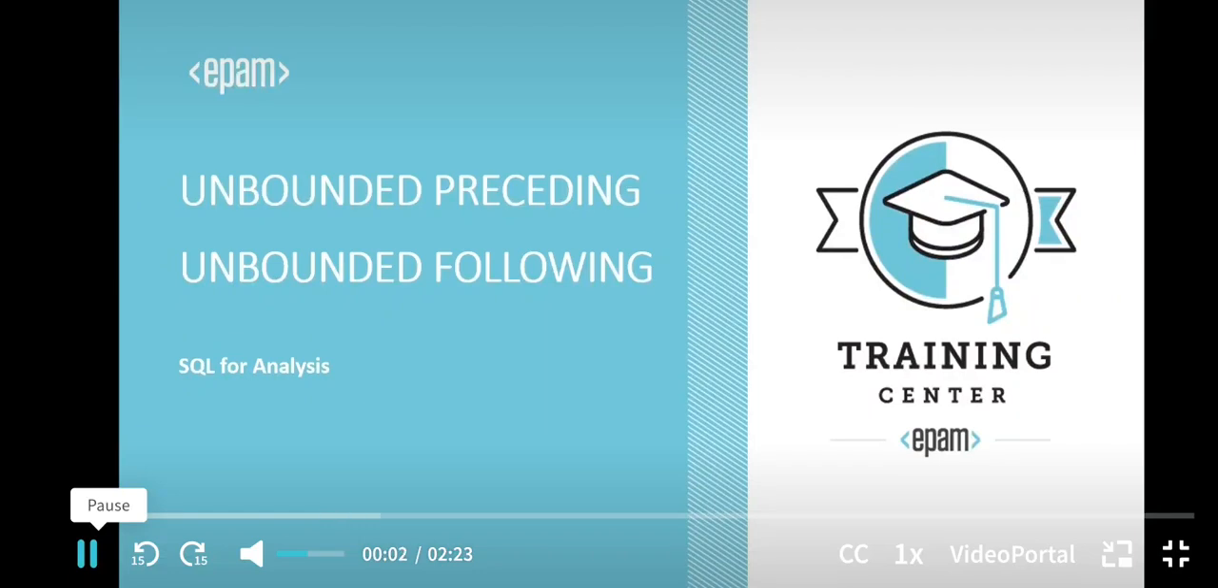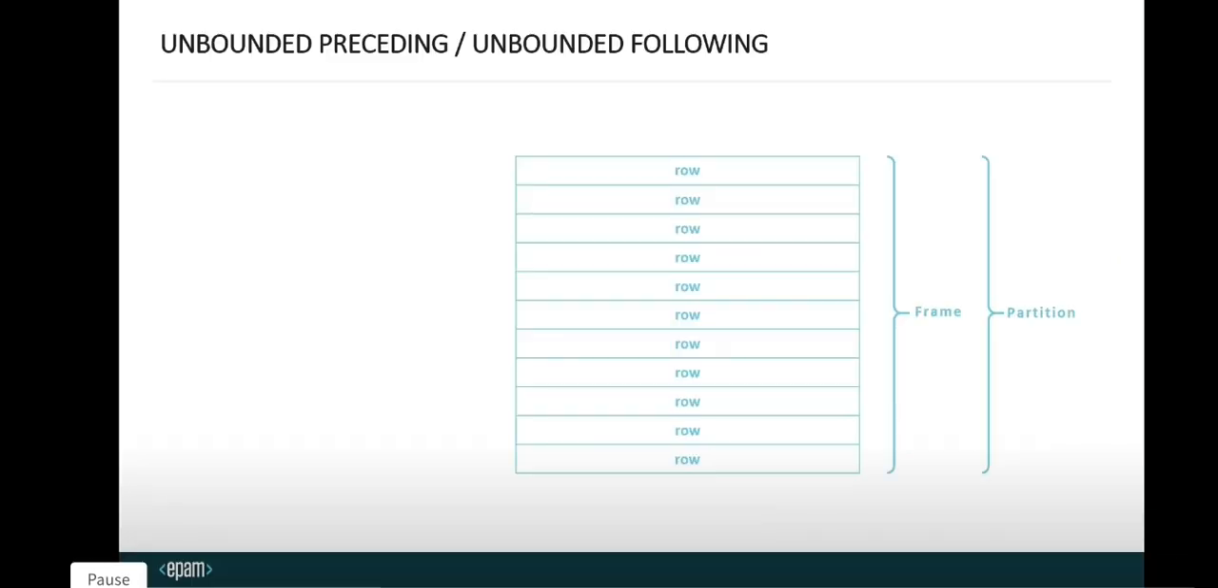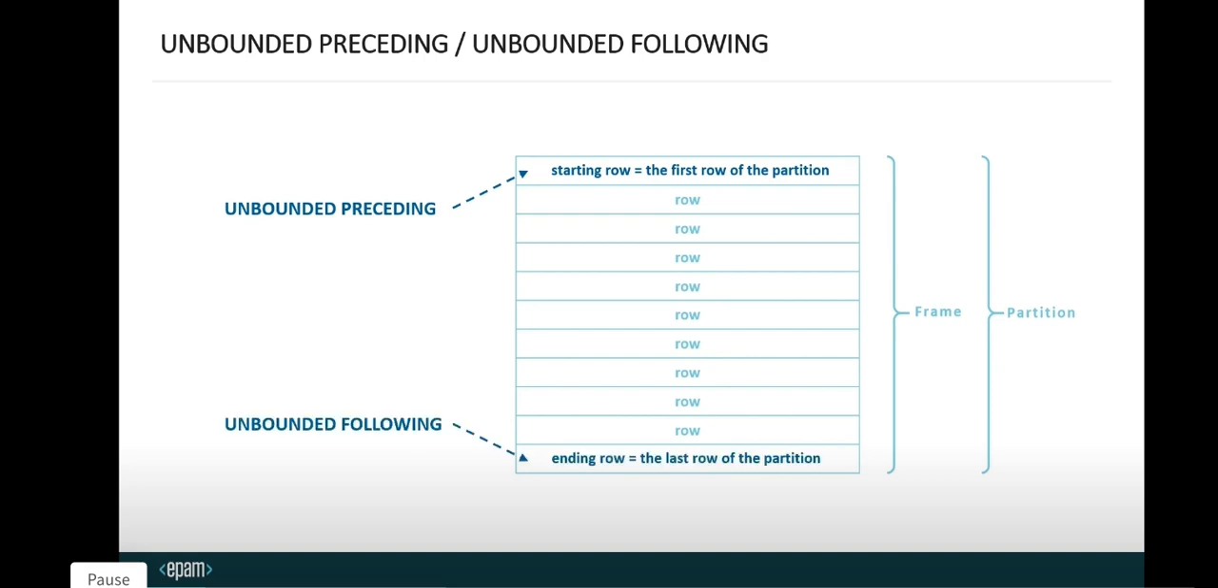A detailed look at the unbounded preceding and unbounded following modes. If the beginning of the frame is set to unbounded preceding, the first line of the frame will match the first line of the partition. If the end of the frame is specified as unbounded following, the last line of the frame will be the same as the last line of the partition.